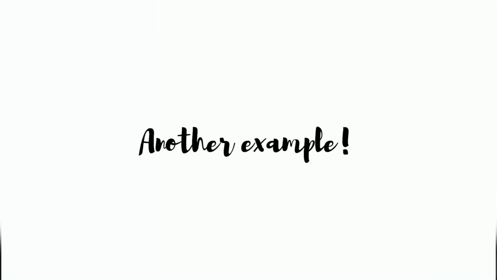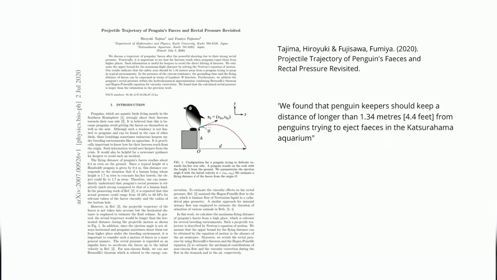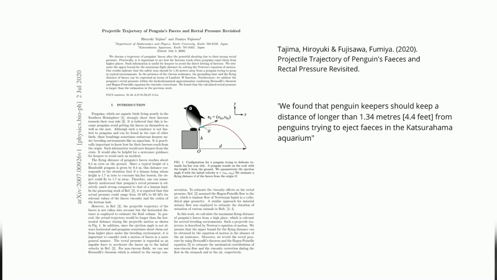Now before we try the next question, I'd like to share how I came up with the idea. So there's a research that studied the projectile trajectory of penguins' feces and rectal pressure. And they found that zookeepers should keep a distance of longer than 1.34 meters from penguins trying to eject feces by using differentiation. And yes, it's an actual scientific paper. So by modifying this, I came up with another question.